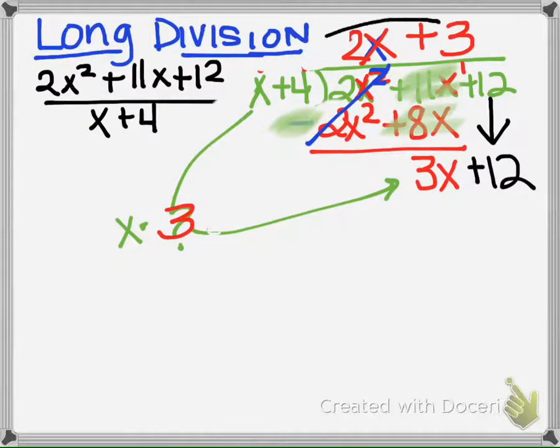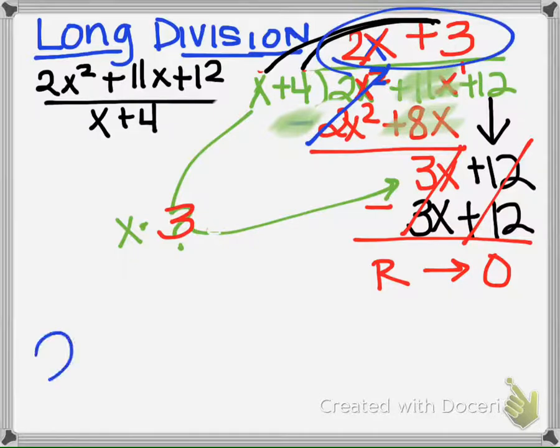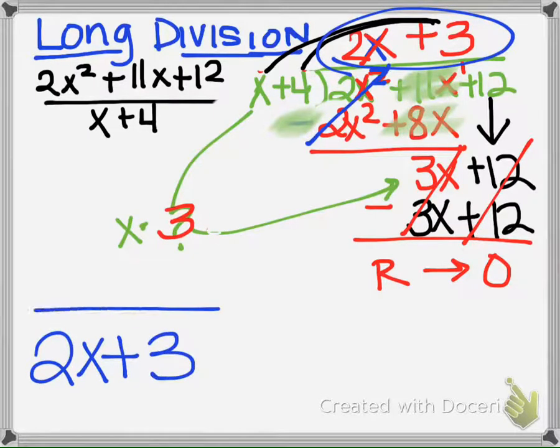So now we're going to take this 3, multiply it to the x, which is 3x, and then this 3 multiplied by the 4 is 12. And then we subtract. 3x take away 3x is 0, and 12 take away 12 is 0, so this is the remainder. The remainder is 0. So our answer is 2x plus 3, and it has a remainder of 0, so it's just 2x plus 3.